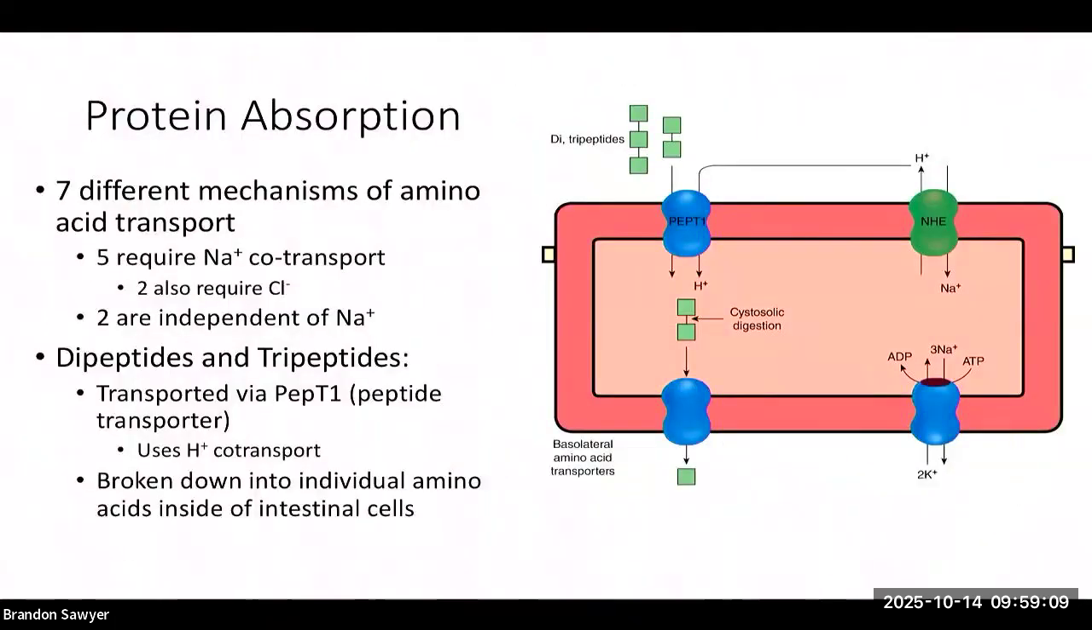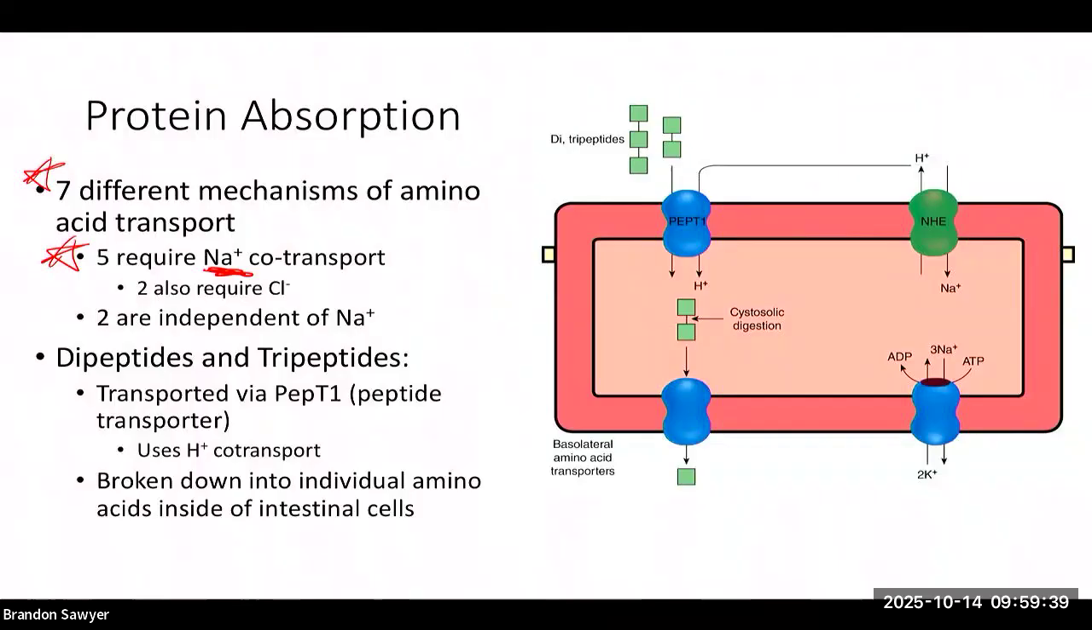Okay, so then how do we get these into our cells, right? There are 7 different mechanisms of getting amino acids in. You don't have to know them all, but just a summary of it is: 5 of those work the same way we just talked about with glucose and galactose, via sodium cotransport. 2 of those 5 also require chloride, and then 2 are independent of sodium. So that's just a little summary, right?